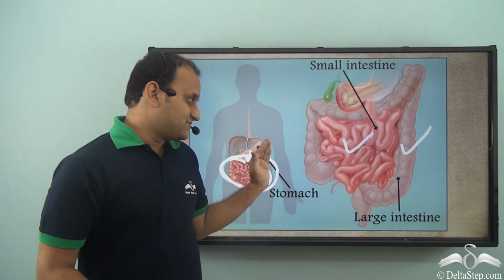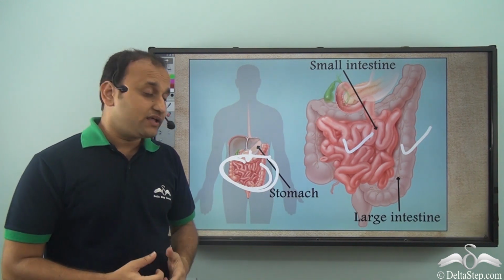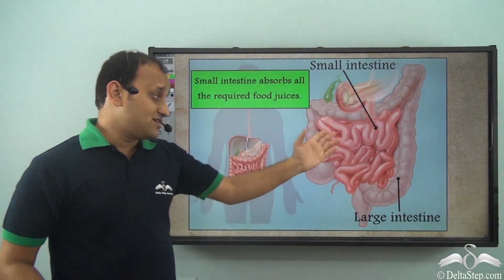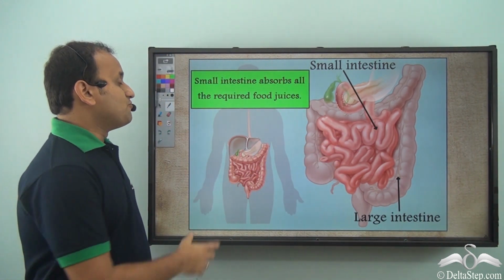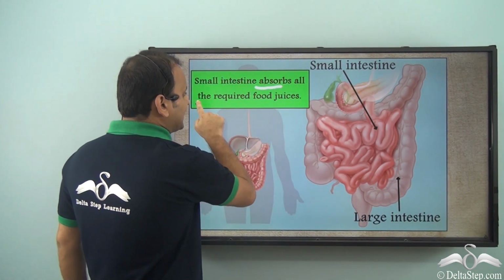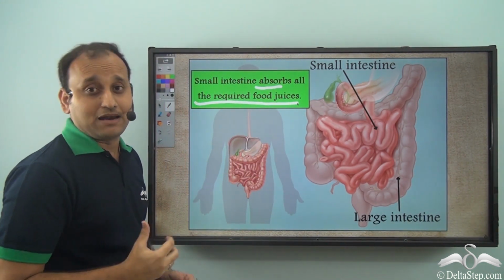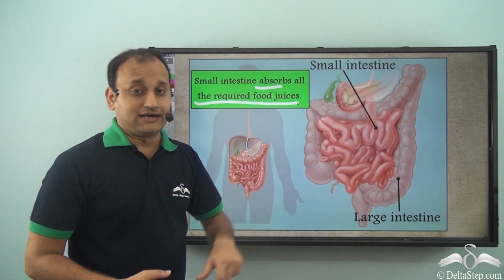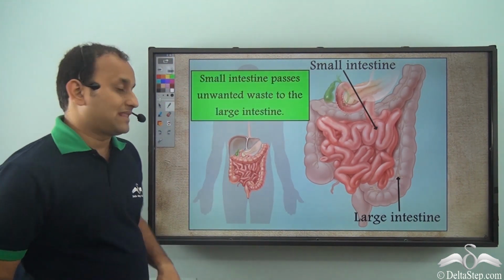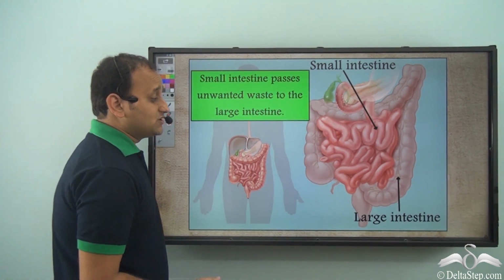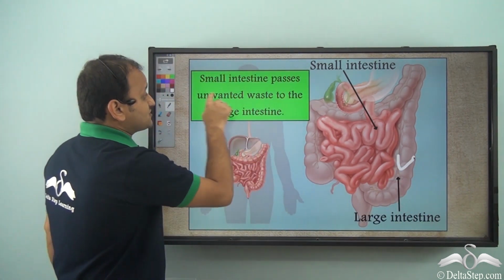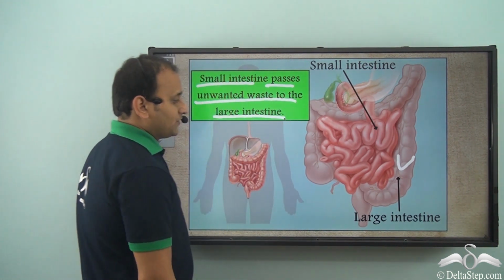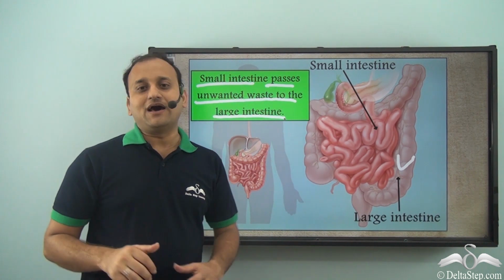And so all this food which comes from the stomach, the pulpy material, first of all enters the small intestine. And what does the small intestine do? Well, small intestine absorbs all the required food juices from that pulp. So all the required food juices are absorbed by the small intestine. And whatever is left, it is passed on to the large intestine. So small intestine passes unwanted waste to the large intestine, from where it goes out of our body.